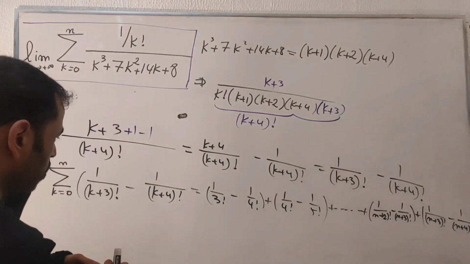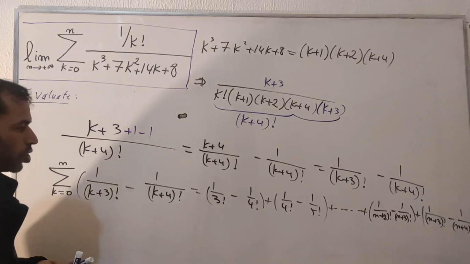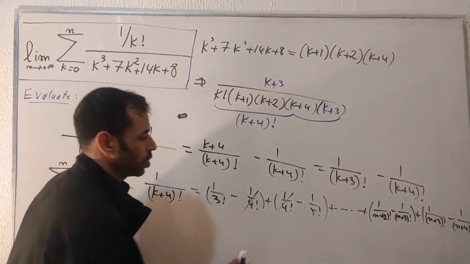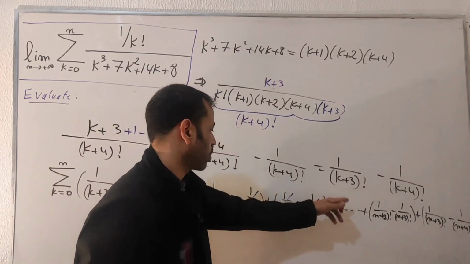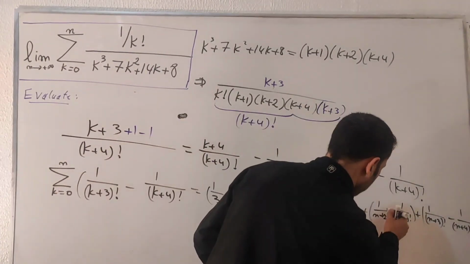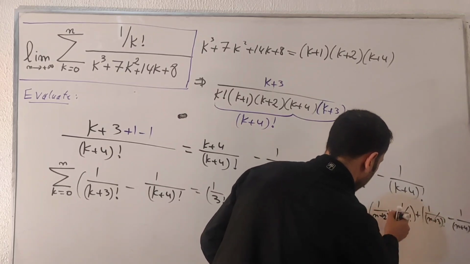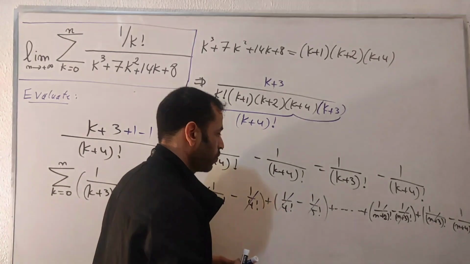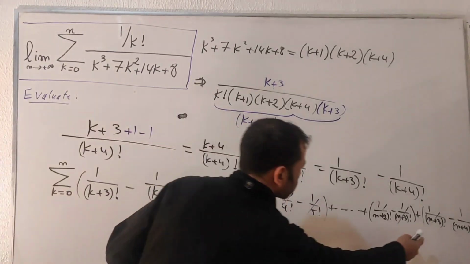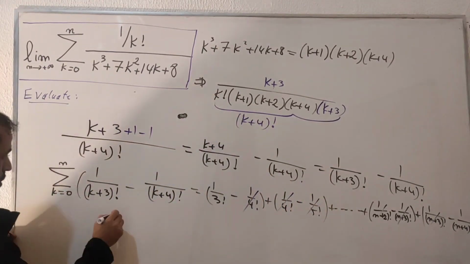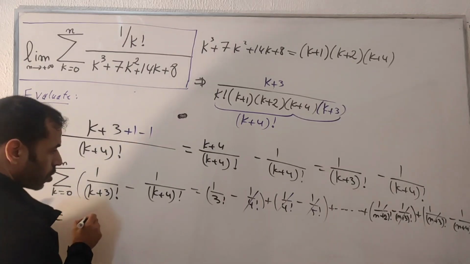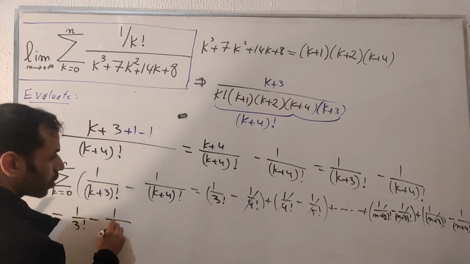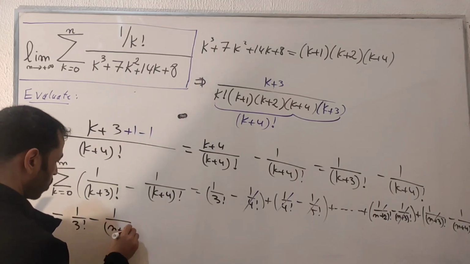Now we have a nice cancellation here. Each negative term is cancelled out by the positive term after it, and so on. I will be left only with the first and the last terms. So this sum equals 1 over 3 factorial minus 1 over n plus 4 factorial.